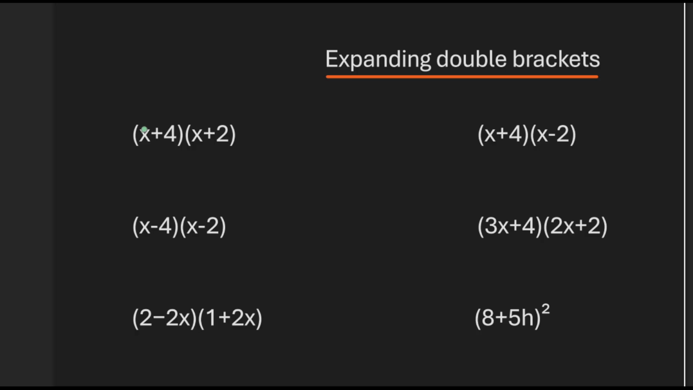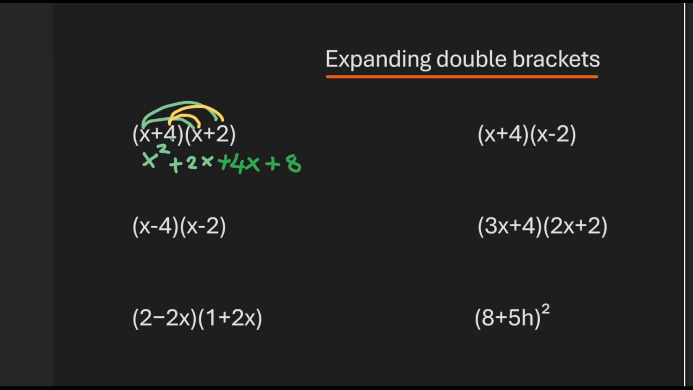So to do this, I'll first start with the first thing in the first bracket. It's x here. I'll multiply it here and there. So x times x is x squared, and then plus x times 2 is 2x. We finished with this x. Now I'll start multiplying the 4. I'll multiply the 4 here and I'll multiply the 4 there. So 4 times x is 4x, and then 4 times 2 is 8, so it's 4x plus 8.